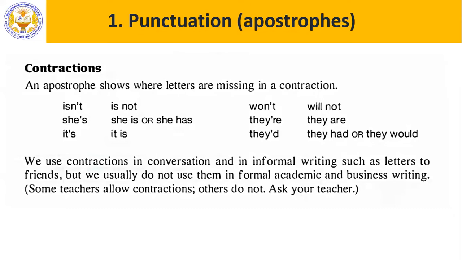Like we use in isn't, the short form or the contraction form of is not. She's is the contraction form of she is or she has. It's is the short form of it is. We're is the short form or the contraction form of we are. They're is the contraction form of they are. They'd is the contraction form of they had or they would.